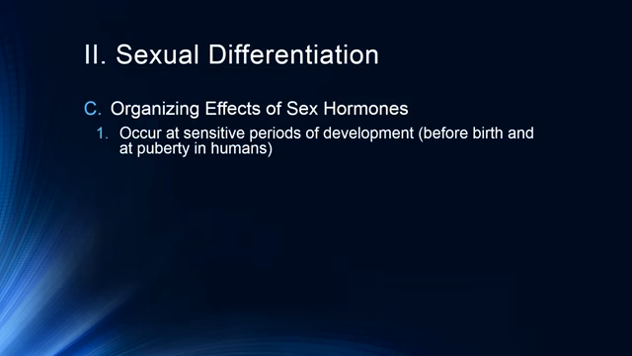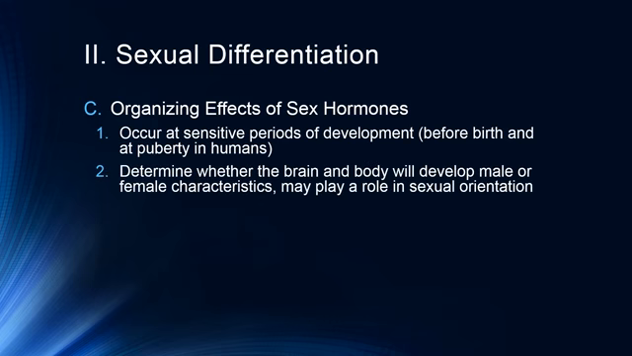So sex hormones have important organizing effects. These occur at sensitive periods of development both before birth and at puberty in humans. These determine whether the brain and body will develop male or female characteristics, and may play a role in sexual orientation. In a later lecture we'll talk about sexual orientation and how prenatal androgen levels may play some role in the development of male homosexuality.